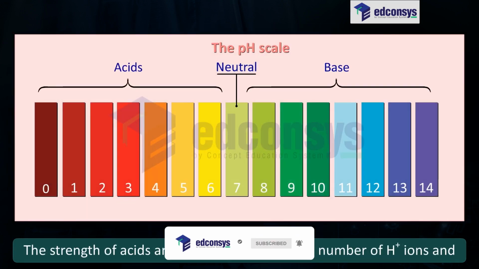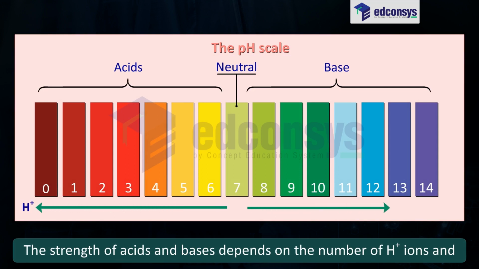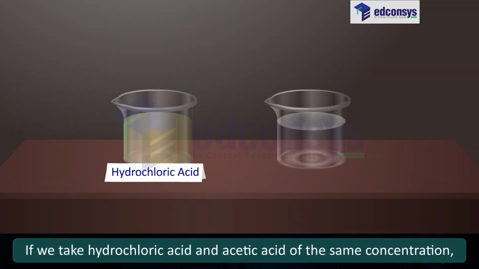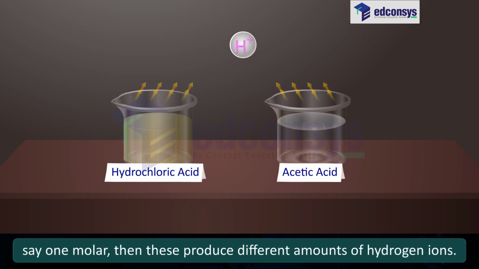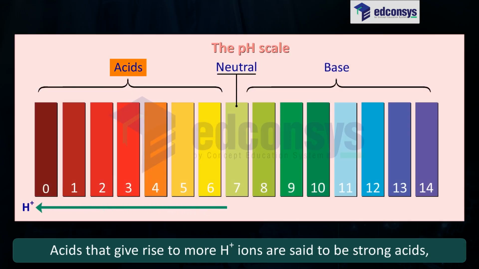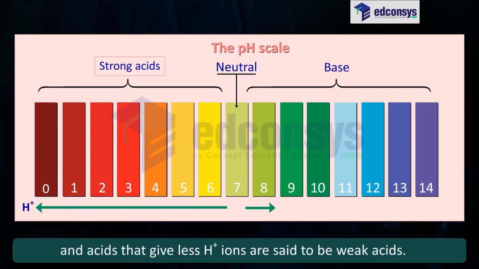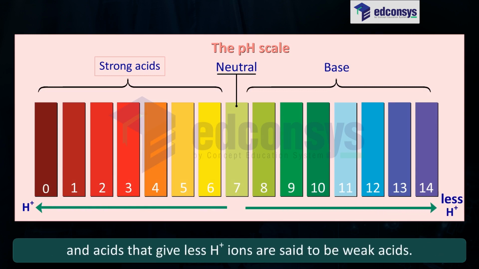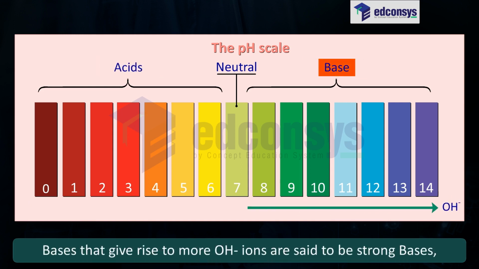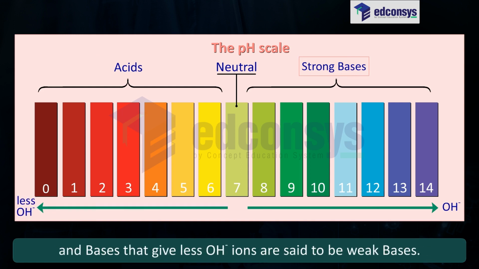The strength of acids and bases depends on the number of H+ ions and OH- ions produced respectively. If we take hydrochloric acid and acetic acid of the same concentration, say 1 molar, then these produce different amounts of hydrogen ions. Acids that give rise to more H+ ions are said to be strong acids, and the acids that give less H+ ions are said to be weak acids. Bases that give rise to more OH- ions are said to be strong bases, and bases that give less OH- ions are said to be weak bases.